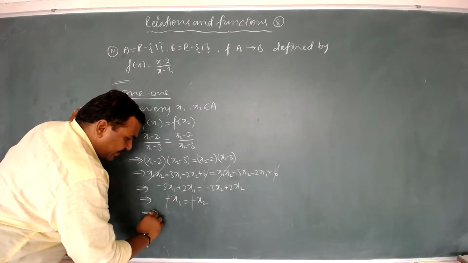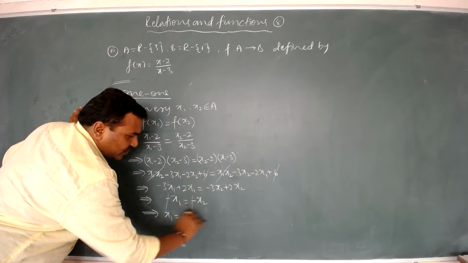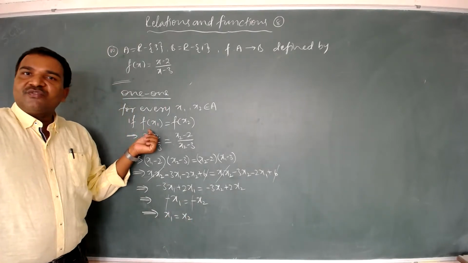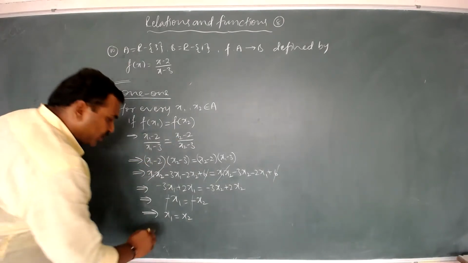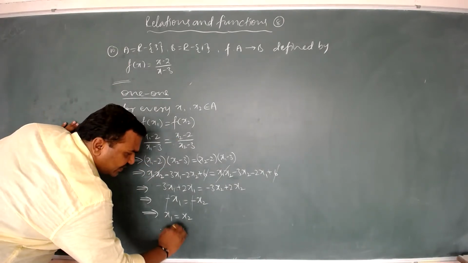So what is the conclusion now? x1 equal to x2. First of all we have taken f of x1 equal to f of x2. Now we proved x1 equal to x2. Therefore f is one-one.